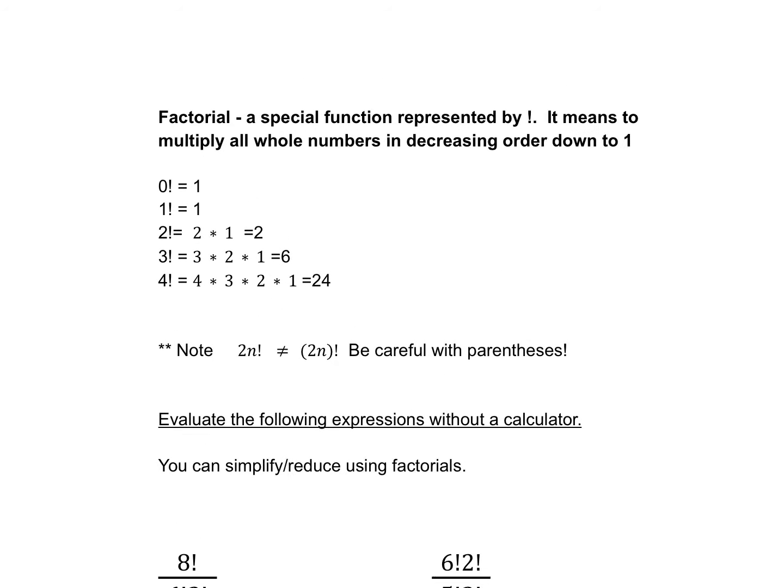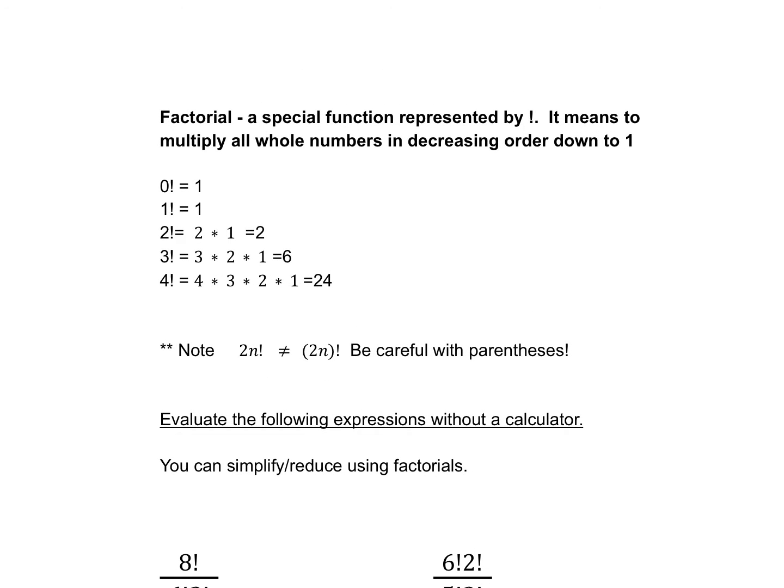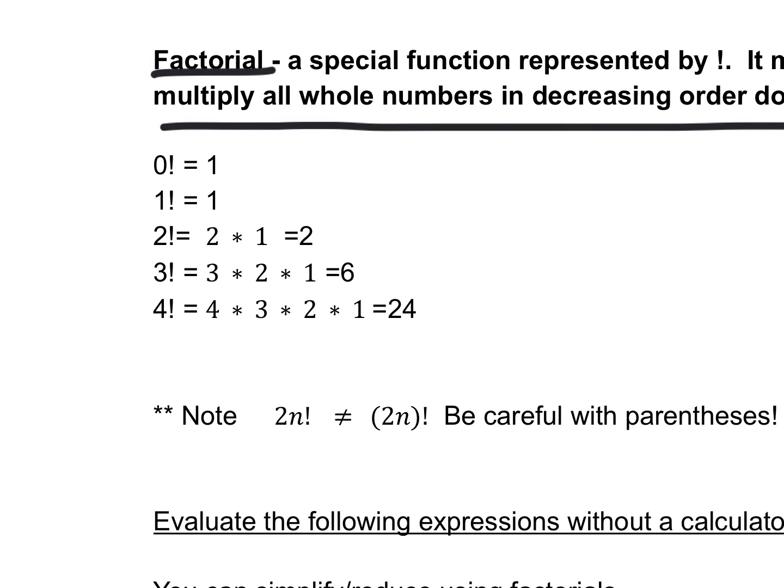Okay, then another interesting thing that comes along with sequences, series, and probability is the idea of a factorial. A factorial is just a function represented by the exclamation point. It means to multiply all the whole numbers in decreasing order down to 1. So if we start at the bottom here, 4 factorial, we start at 4, 4 times 3 times 2 times 1, and we just multiply them together. 3 factorial would be 3 times 2 times 1. 2 factorial would be 2 times 1. 1 factorial is just 1. And then interestingly, 0 factorial.